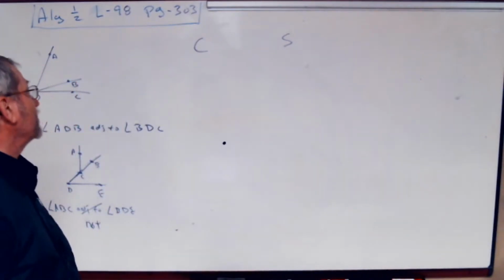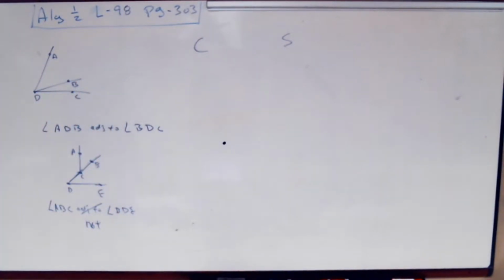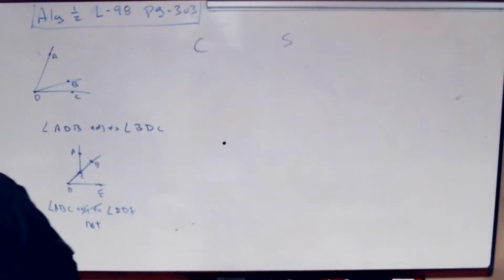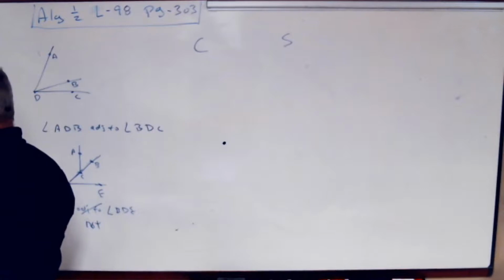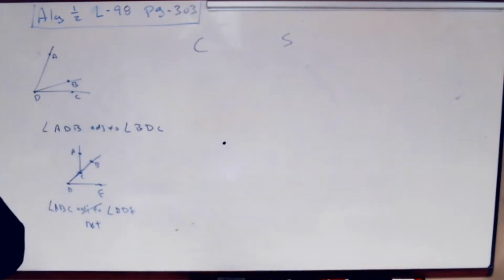All right, Algebra 1/2, Lesson 98, page 303. Oh, what do we got? We got some bunches of stuff here. Adjacent angles, complementary and supplementary angles, and measuring angles. Let's start with this thing about adjacent.